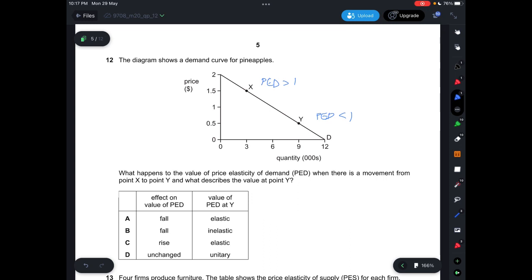So C and D are wrong. And then the value of PED at Y would be inelastic because, like I said, if the point is higher, then the PED will be more than 1. But if it's lower, the PED will be less than 1. So it's inelastic. So I say it's B.